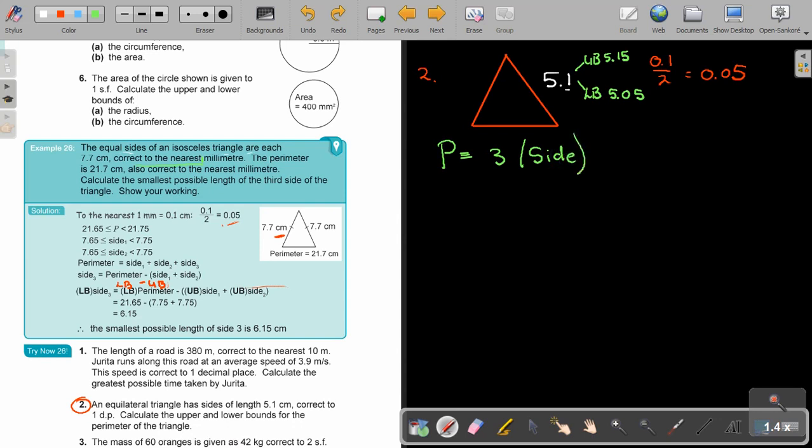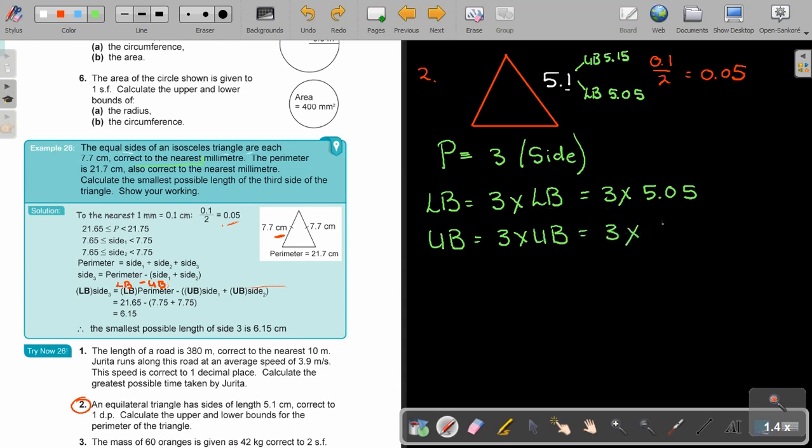If I want the lowest possible answer, the lower bound, it's just going to be 3 times the lower bound, which is 3 times 5.05. And if I want the upper bound, it's just going to be 3 times the upper bound, which is 3 times 5.15. This answer is going to be 15.15, and this answer is going to be 15.45. Those are the upper and the lower bounds.